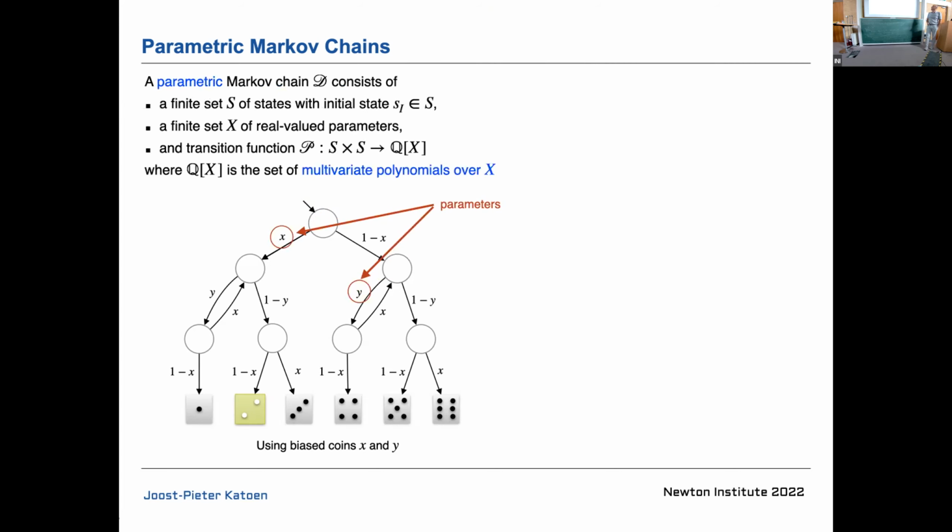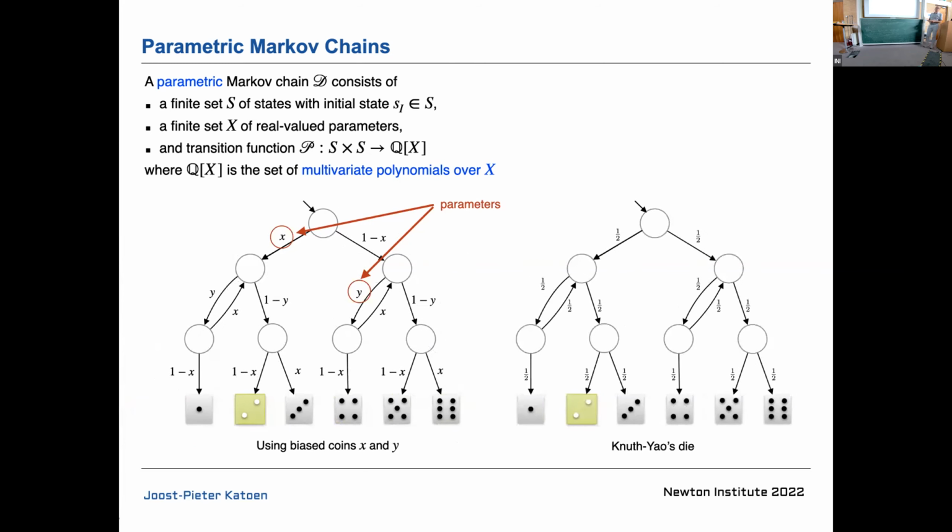And then what is a parametric Markov chain? We have a finite state space. We have a finite set of real-valued parameters, in my example, X and Y. And we have transition functions that map pairs of states to multivariate polynomials over X. In my example, P, 1 minus P, but there could be whole polynomials.